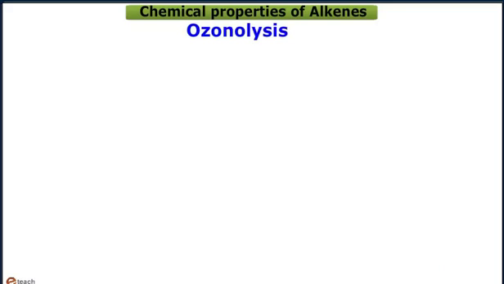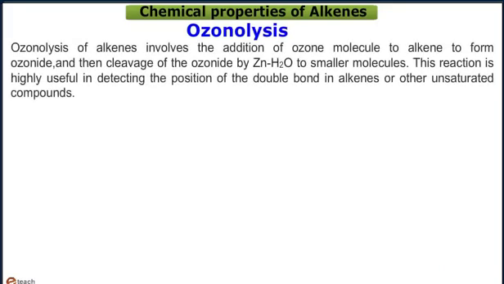Ozonolysis. Ozonolysis of alkenes involves the addition of ozone molecule to alkene to form ozonide, and then cleavage of the ozonide by Zn and H2O to smaller molecules. This reaction is highly useful in detecting the position of the double bond in alkenes or other unsaturated compounds.